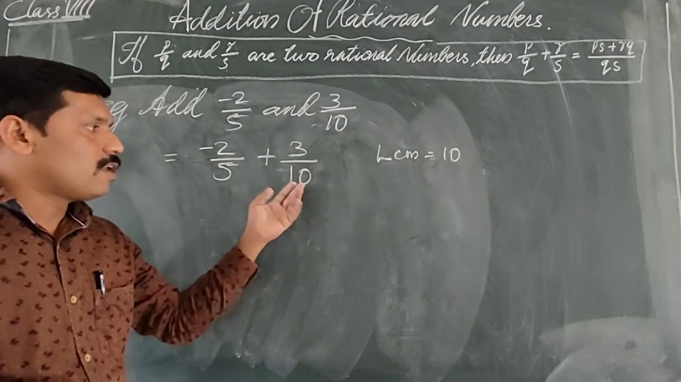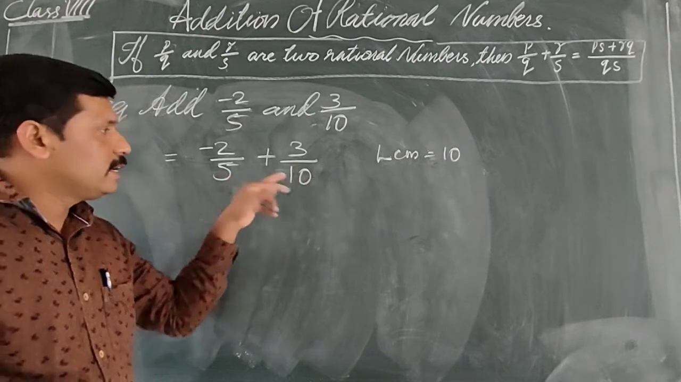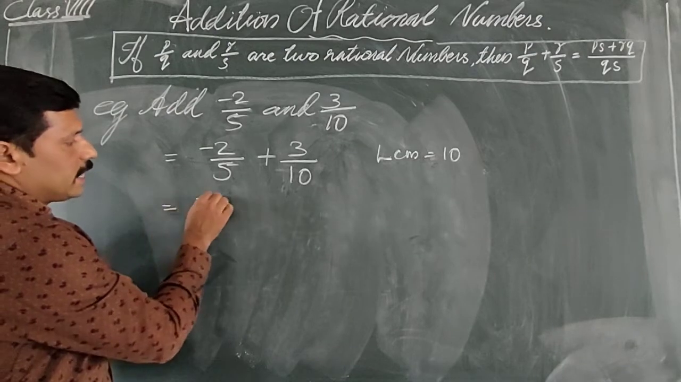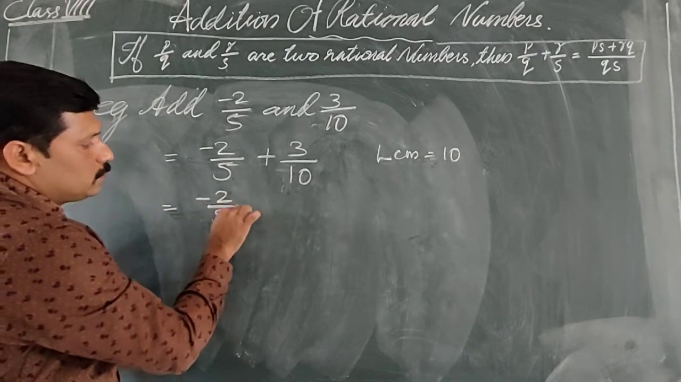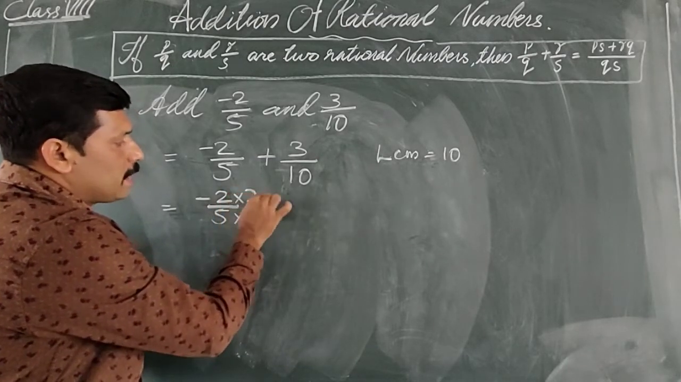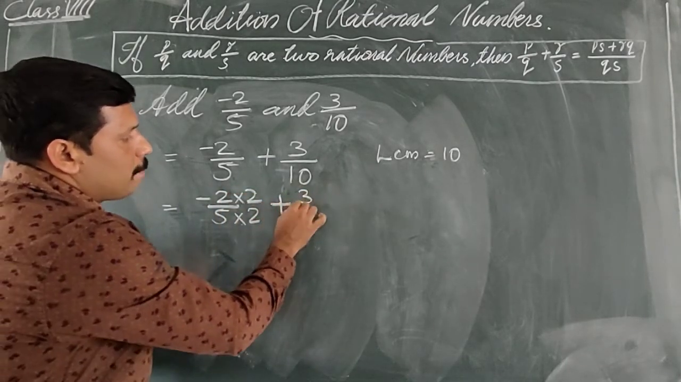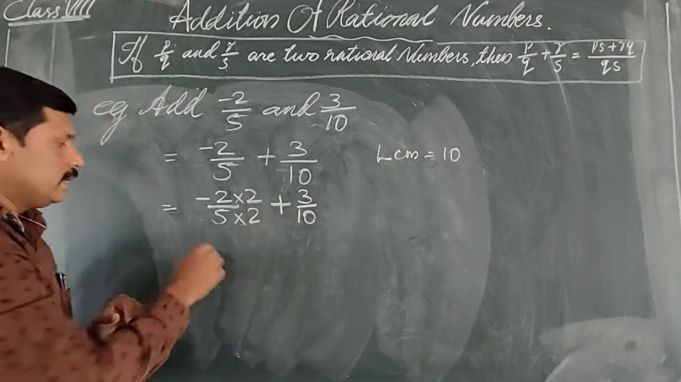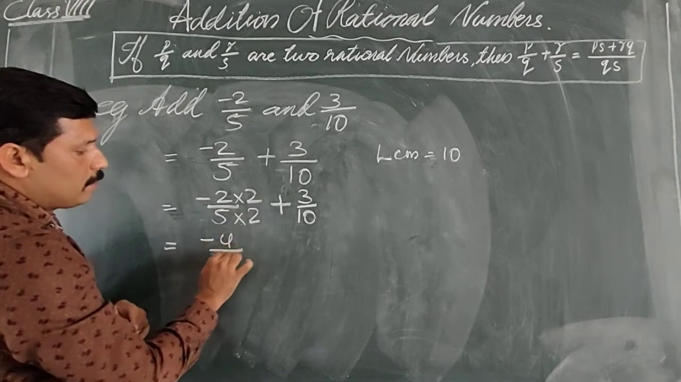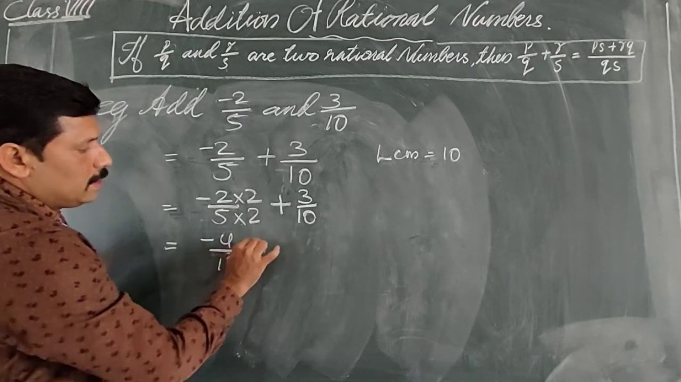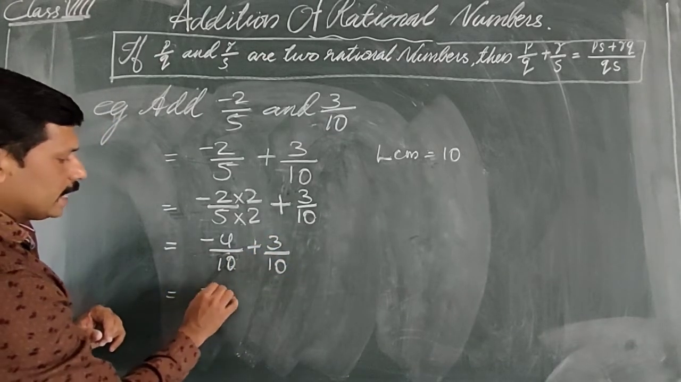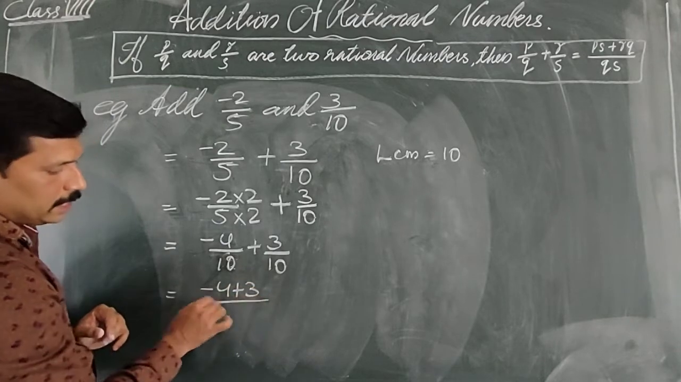That means 10. Already one denominator is 10 only. Here, no need to make any change. Here, we have to convert it to 10. Therefore, we write negative 2 upon 5 into, by which number if we multiply 5, we get 10. By 2. Here also we multiply by 2. Then plus 3 upon 10. Here 3 upon 10. Then we get 2 into 2, 4. Negative 4 upon 10 plus 3 upon 10. That is equal to negative 4 plus 3 upon 10.